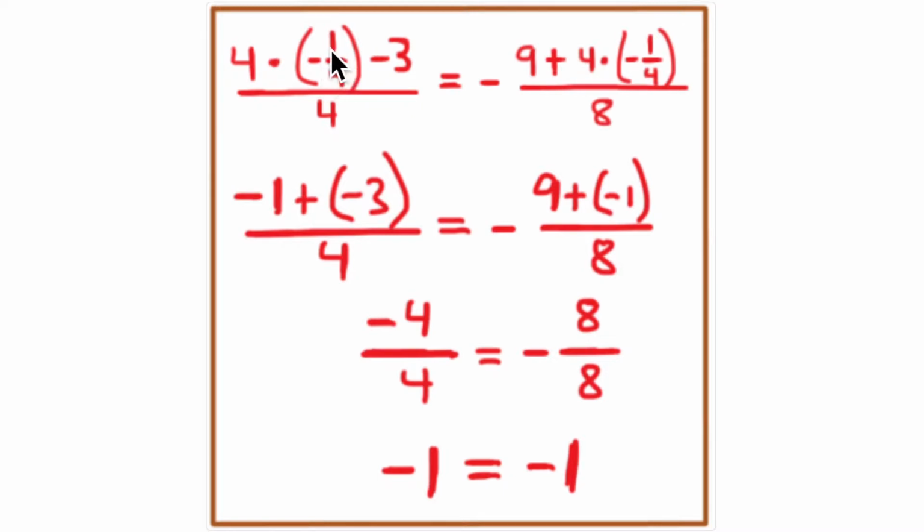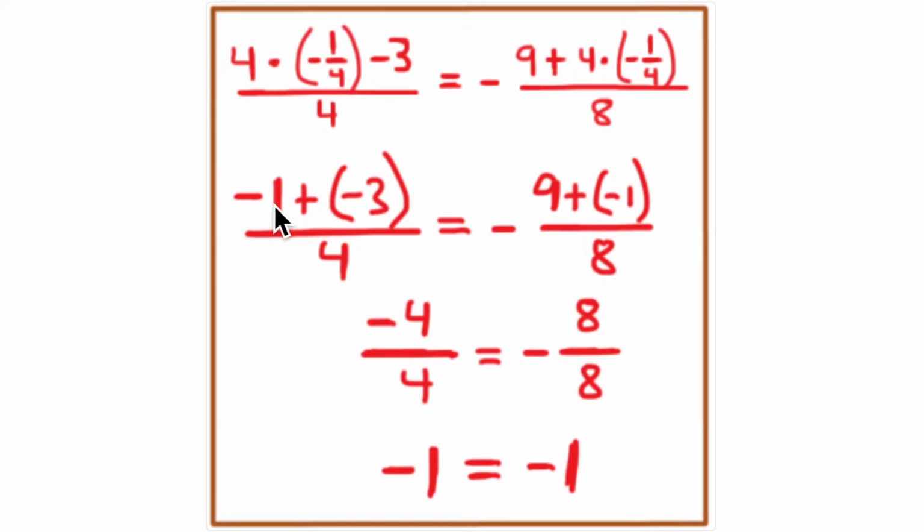So 4 times a negative 1/4 is negative 1. Now remember, you have to treat this as multiplying 4 of these things. You can't take the negative 1/4 and subtract the 3, because that's not what's going on. You have 4 of these things, and then you subtract the 3. You have 9 of these plus 4 of these things. So you have to figure out what 4 of these negative 1/4 are first, and then add that to the 9. So these 4's cancel.